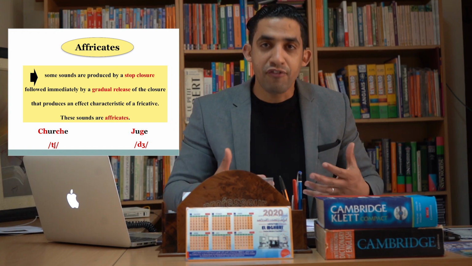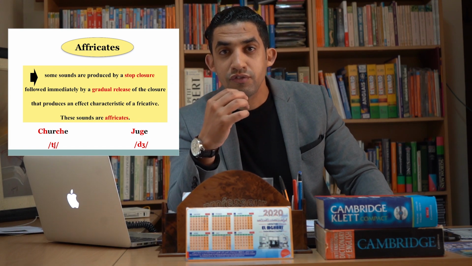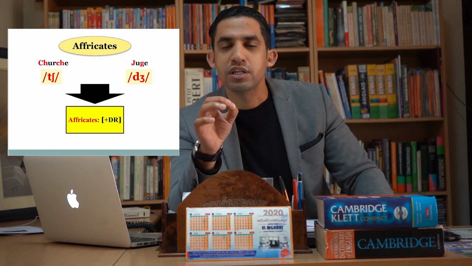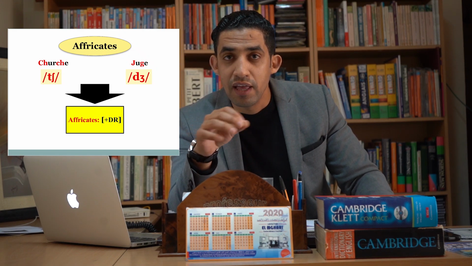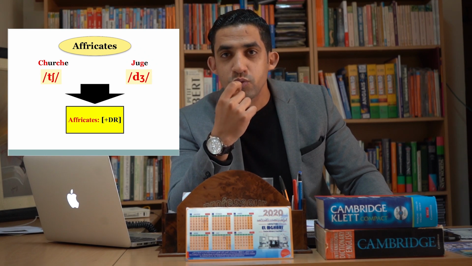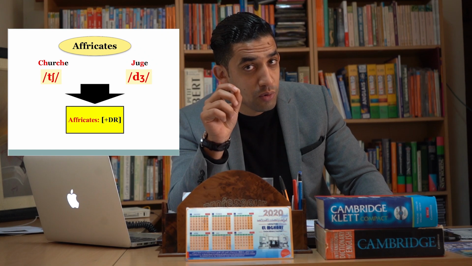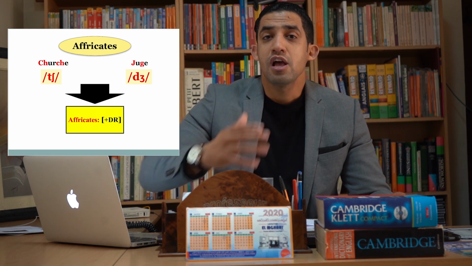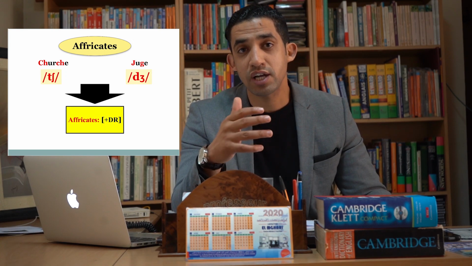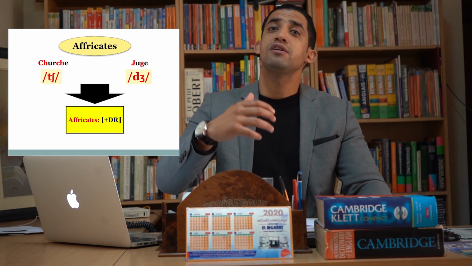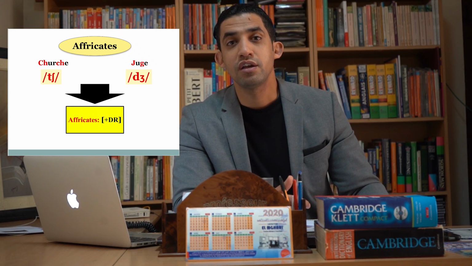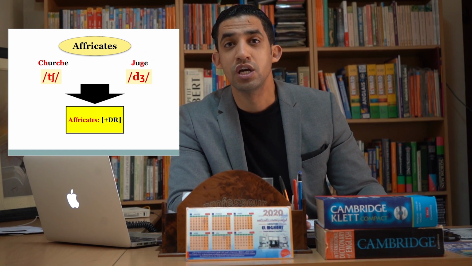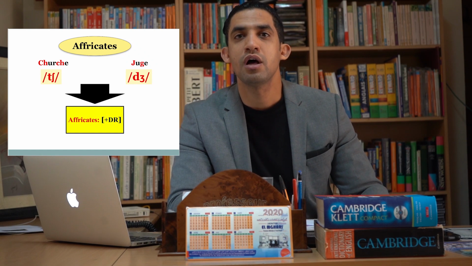When we say an affricate sound, we talk about a sound that is given the feature plus DR: D for delayed and R for release. Delayed release is the phonetic feature we use to refer to these sounds that we call affricates. Why plus DR? Because D refers to the delayed release made by the stop t, and the R for release refers to the friction, the continuous sound that was either sh or j. So we call them affricates, hence we give them the feature plus DR.